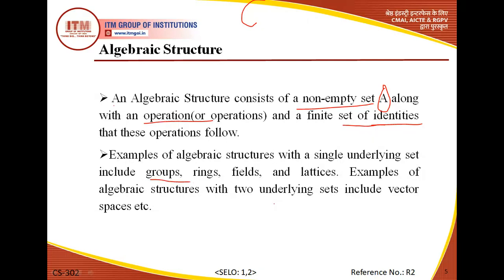Now we can have a certain number of algebraic structures that include two underlying sets. An example for that would be vector spaces. We would study vector spaces somewhere down the line. So we have seen an example of an algebraic structure with two underlying sets. Basically we have two sets, and then one or a certain number of operations and certain properties that it follows, and that altogether make an algebraic structure. I hope we have seen many examples of algebraic structures.